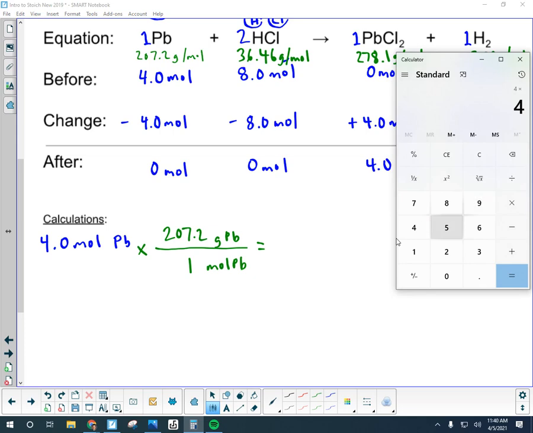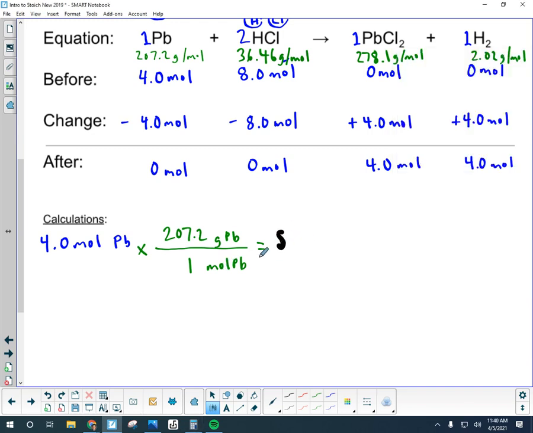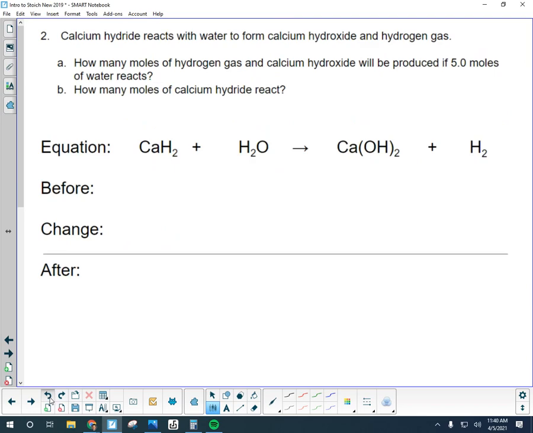4 times 207.2 equals 828.8. And one thing I like to do on this chart is be consistent in the number of decimal places I report. So I'm going to be a little bit imperfect maybe on the sig fig rules, but I do want to just record all of these. I'll round them to the nearest tenth, and we're going to be adding these up. So it's kind of nice to have the same number of decimal places when you add them up.